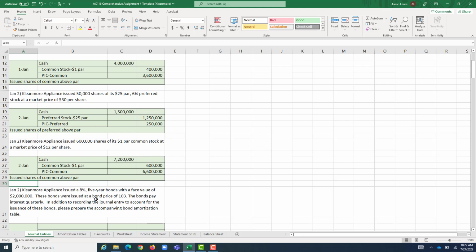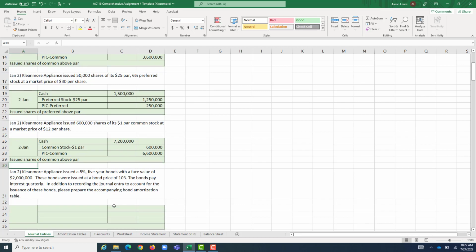We are issuing them at a bond price of 103, which means we're going to charge people that are buying these bonds from us, taking out, lending us money, 103% of the face value. These bonds are going to pay interest quarterly, and in addition to recording this journal entry, we need to account for the issuance of the bonds. We're going to prepare the accompanying bond amortization table on another tab. Let's do the entry first.